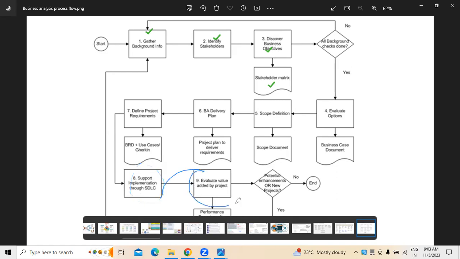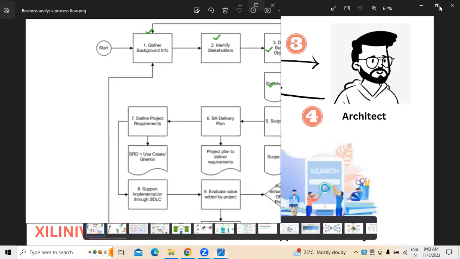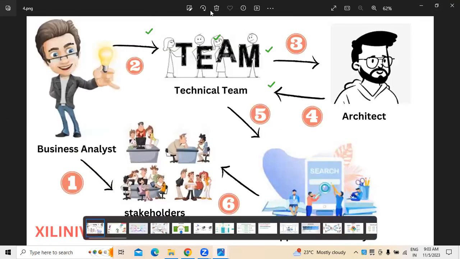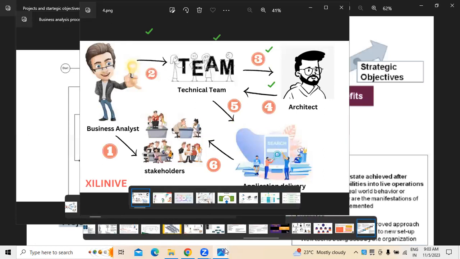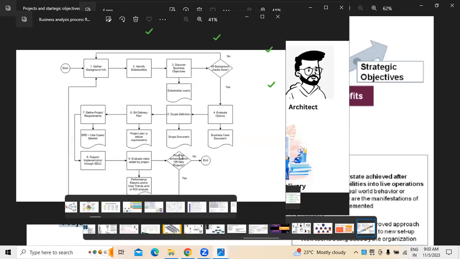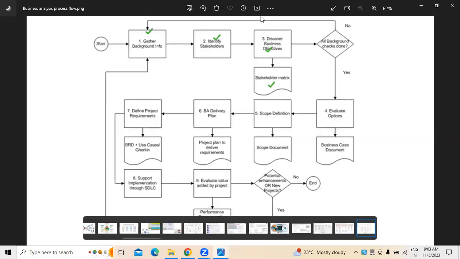After that, we have to evaluate the value addition to the project, because whatever project we are developing, for sure, it should provide a value addition to the customer. Then only it has a value. Understand, right? So value addition is important. Generally, we call it ROI. ROI stands for return on investment.